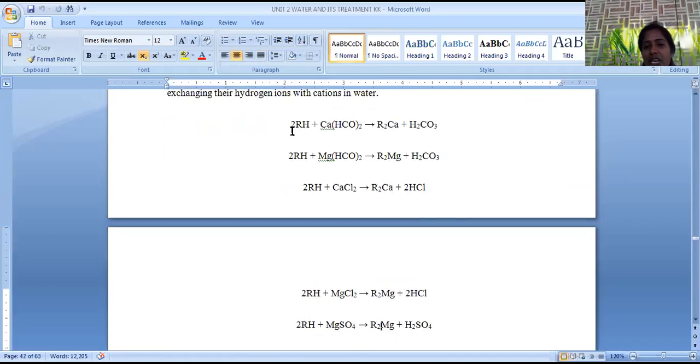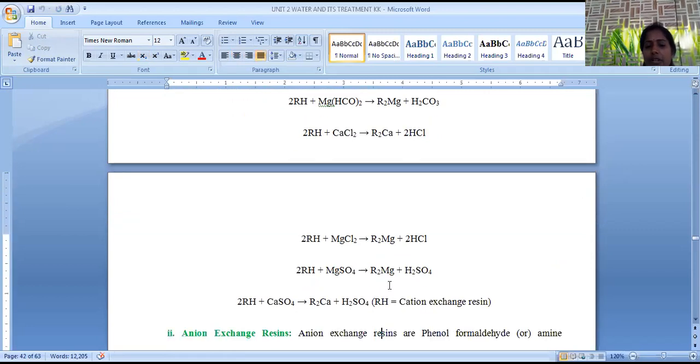So RH stands for resin containing active hydrogens on its terminal side, and when treated with bicarbonates of calcium and magnesium, chlorides of calcium and magnesium, and sulfates of calcium and magnesium, all these calcium and magnesium ions are retained by the resin, and the water becomes acidic. Water is converted into acidic.